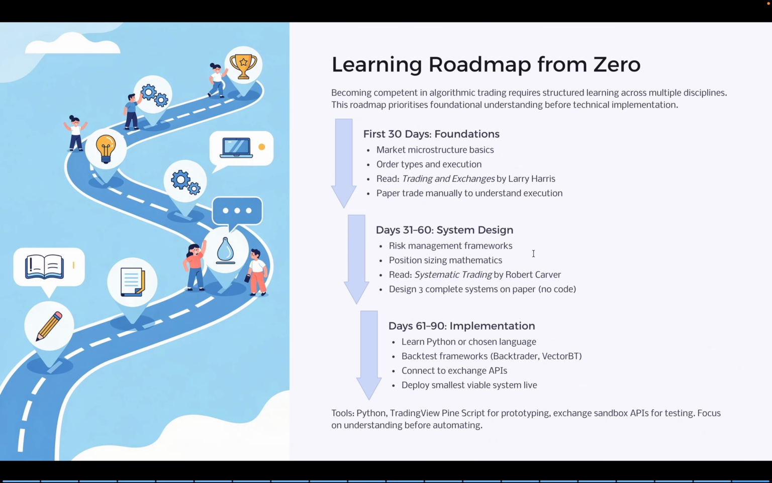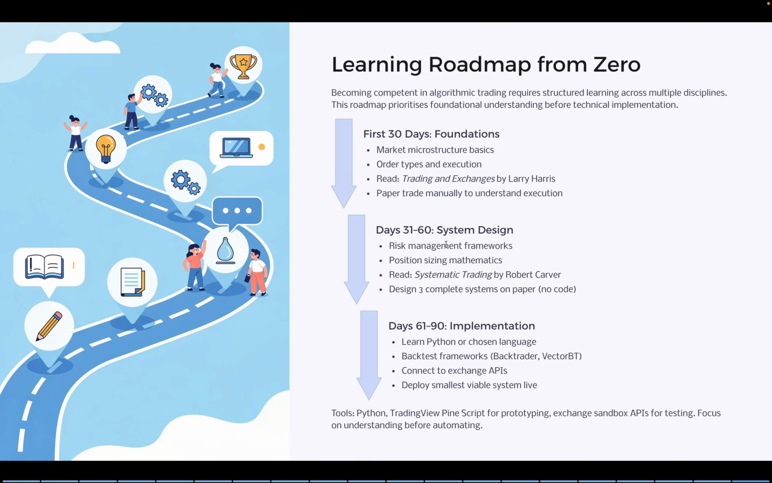Learning roadmap from zero. So what is the roadmap for you guys? For the first 30 days, just focus on the foundations. YouTube, Google what market structure basics are. You can go on and learn more about these things. You have to learn more about order types and execution. You should read the book by Larry Harris, Trading and Exchanges, and paper trade manually to understand execution as well.